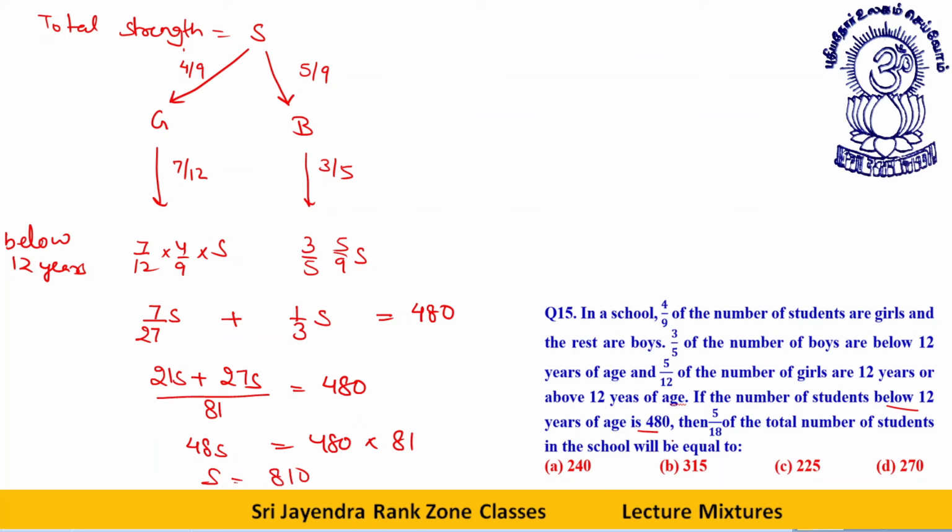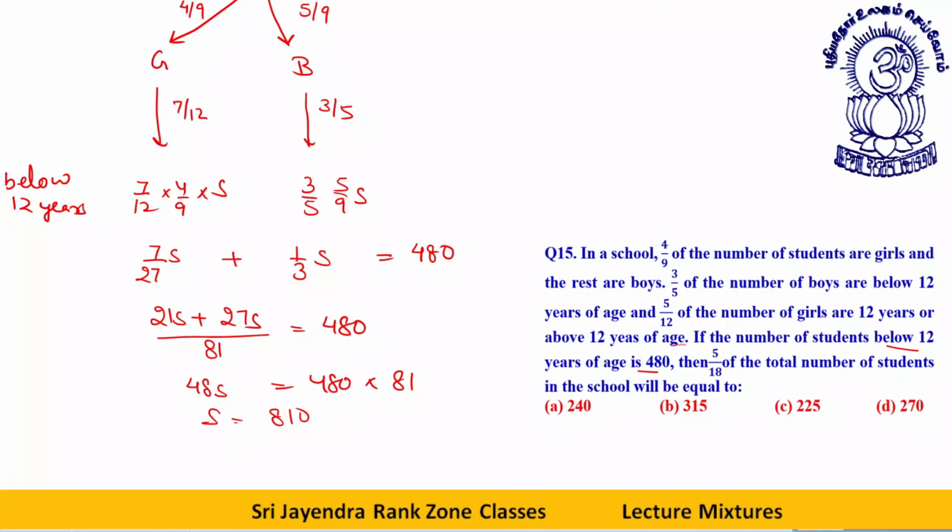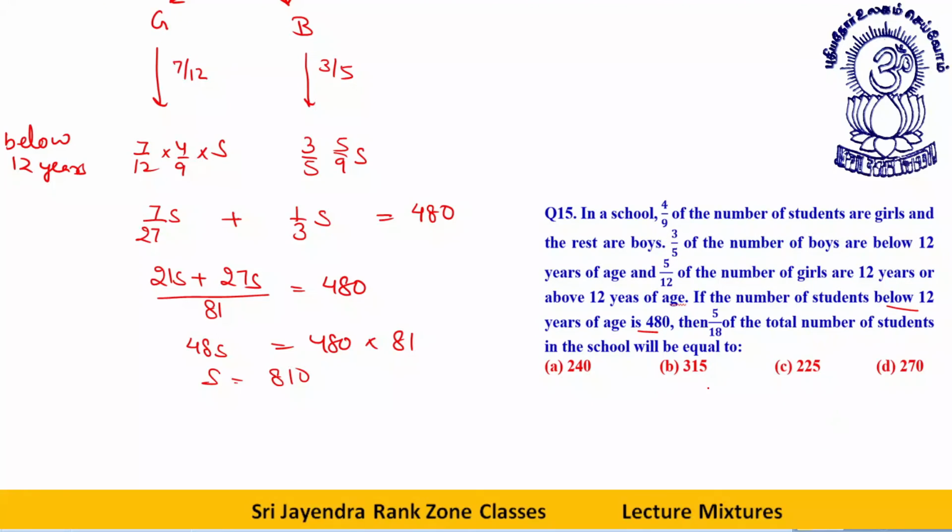Next. Then you need to find 5/18 of the total number of students in the school. Now 5/18 of 810 is equal to, see how can you cancel? Let's cancel by 9. This comes 2, this comes 90. Or I can say 5 into 45. This is equal to 225. This is your answer, my dear students.